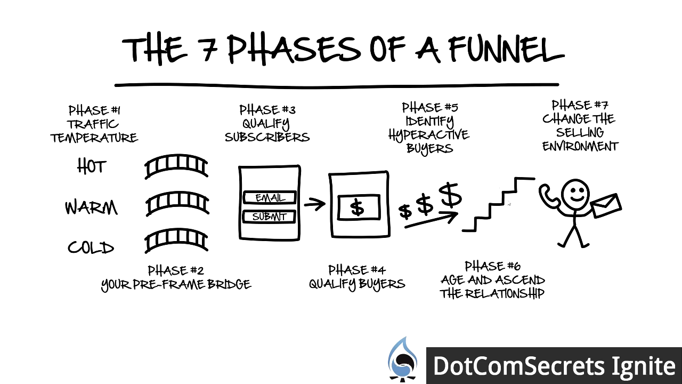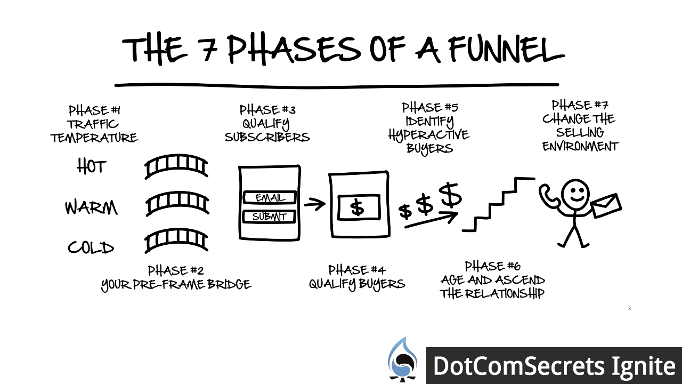And so what I do is I have to change the selling environment. So for me, we either get them on the phone, or we send them something in the mail, or we do a seminar or a webinar or something. But I got to change that environment because it takes more for me to sell a $5,000 or $10,000 or $25,000 or $1 million package. So somewhere along the line, you got to take them off this online thing and change the environment, and now you can sell them your higher ticket, more expensive things. And so that's kind of how a funnel works. Those are the 7 phases of a funnel.